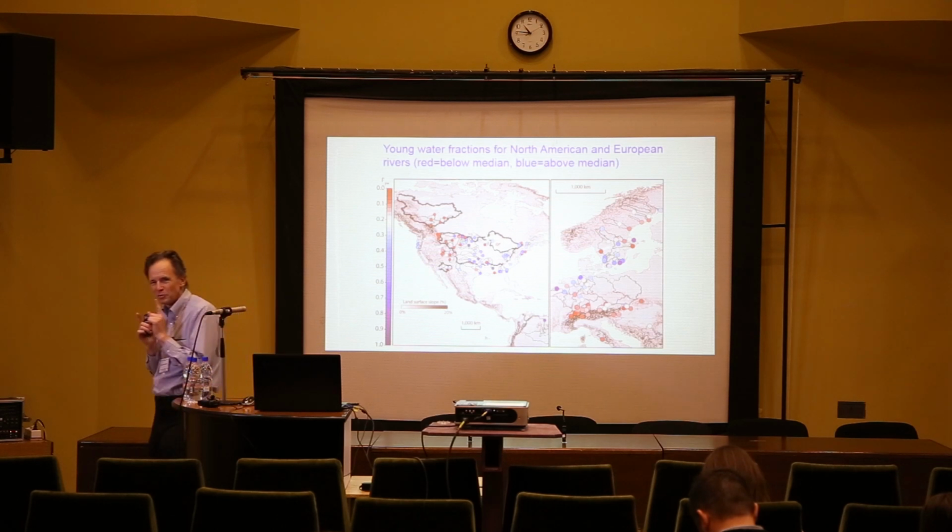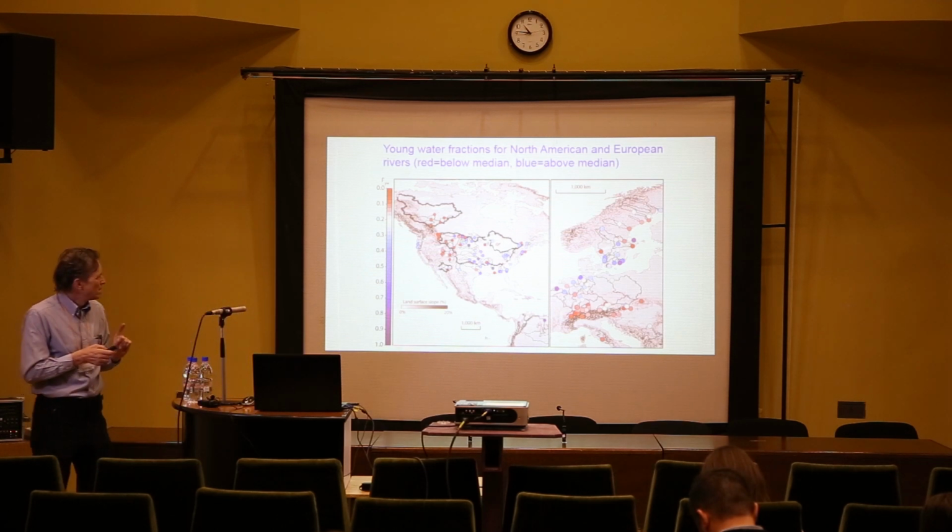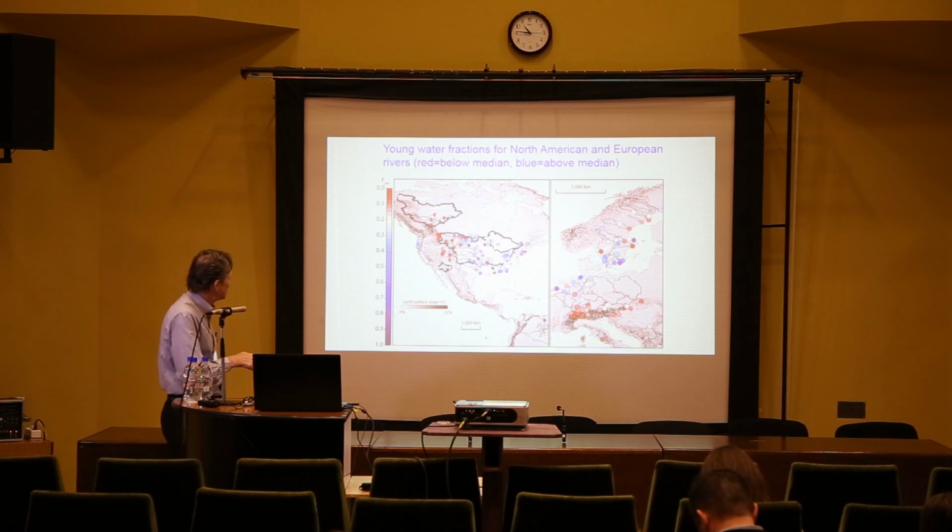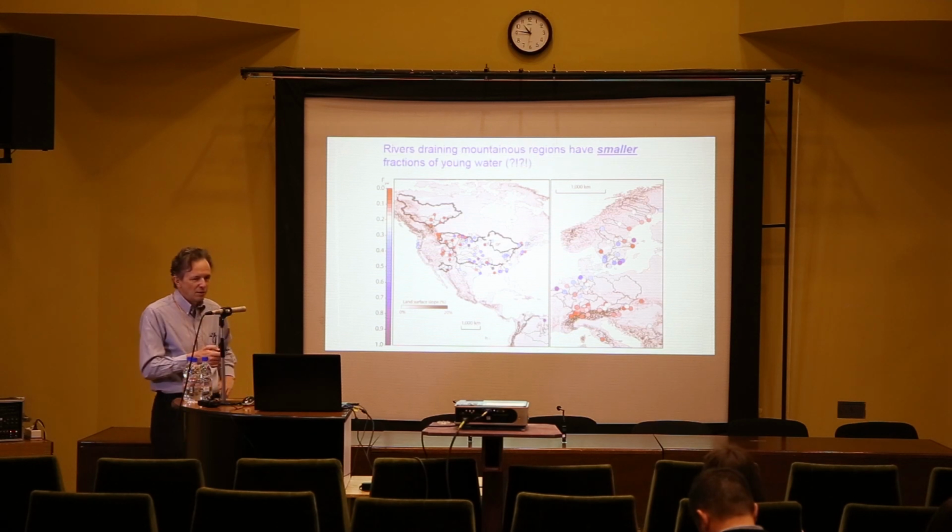It does correlate with one variable, though. And you can see it if you look at this map. So the red dots are places that have very little young water. That is, they're mostly old water in stream flow. And the blue dots are places with more young water. And you can see that the red dots are mostly in the mountains.